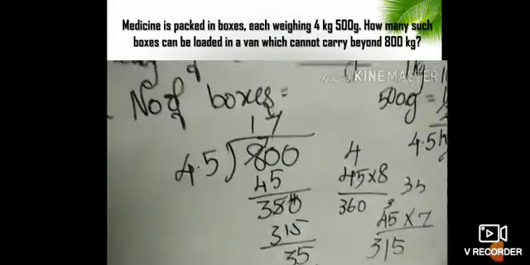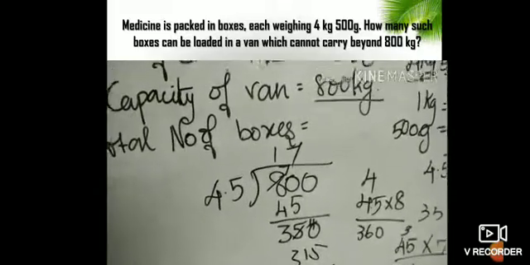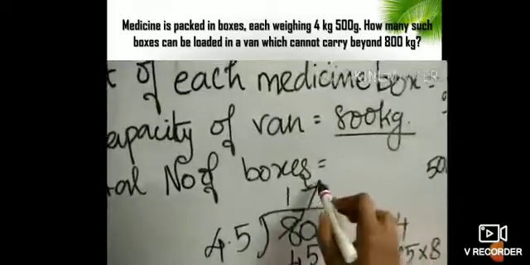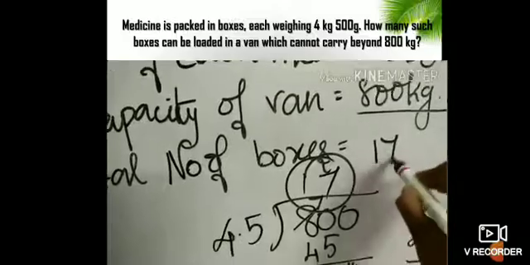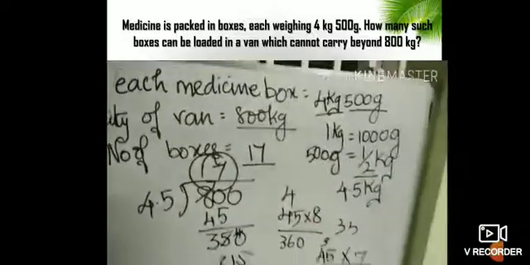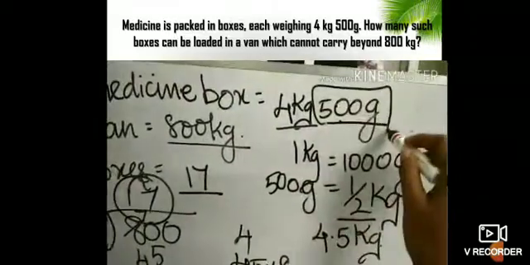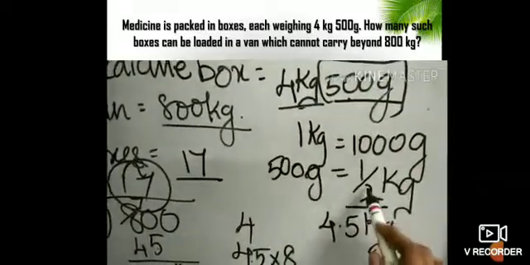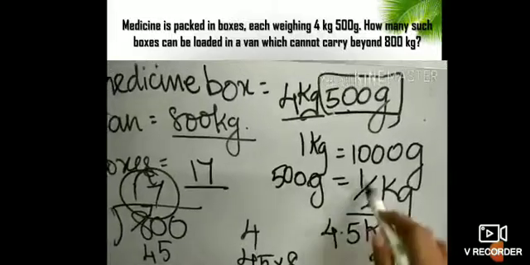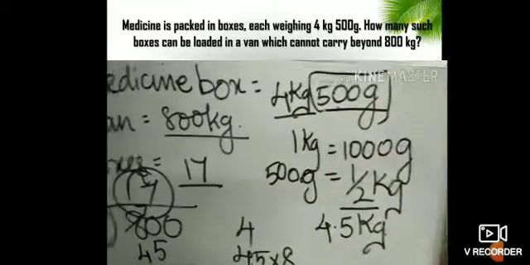So totally a van will carry 17 boxes. Okay, the van will carry 17 boxes. Total number of boxes is equal to 17. Again I explain to you, children. First I convert this 500 gram to kilogram, that is half. So I add this half to 4 kg, that is 4.5 kilogram.